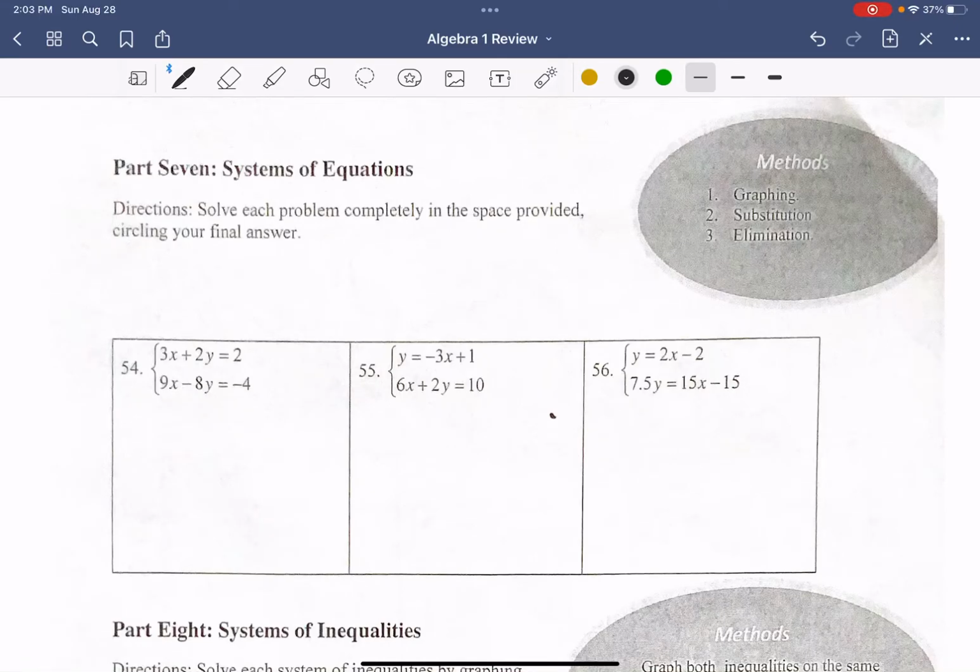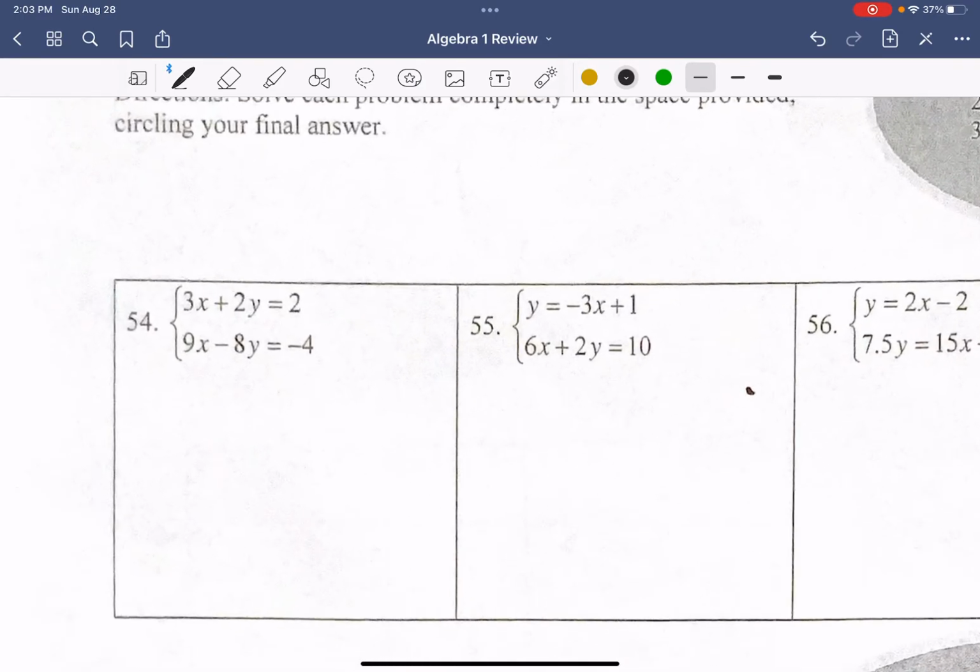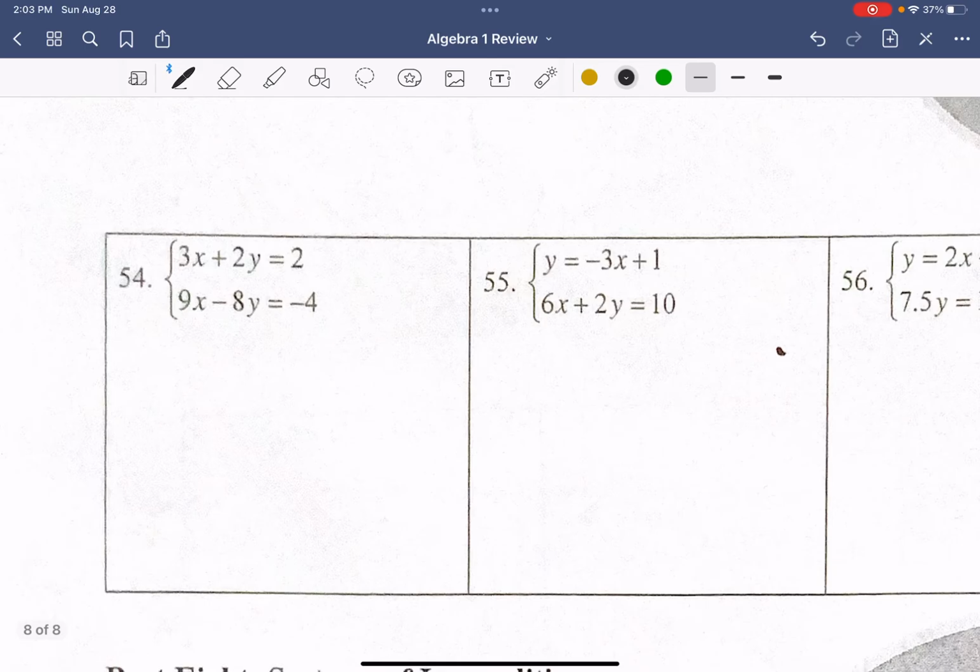Okay, welcome to parts 7 and 8 of the Algebra 1 review packet. Let's dive in. We've got systems of equations here. If I remember correctly, number 54 is not very pleasant to solve, so please just bear with me. I wish it was nicer, but here we go.